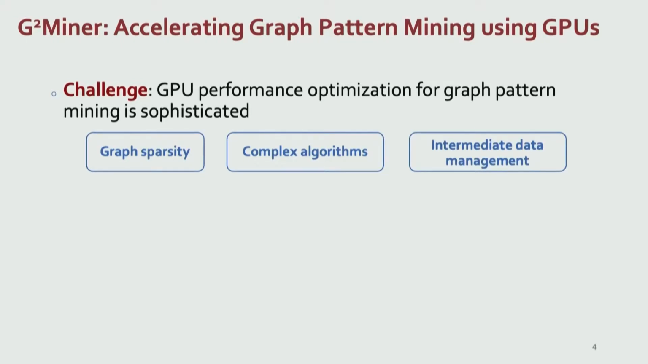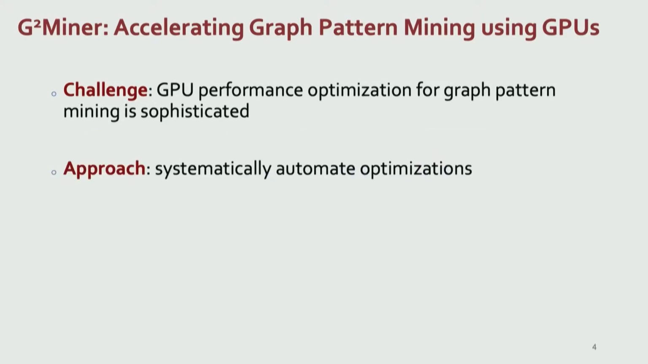For example, graphs are sparse, and the GPUs are not good at processing sparse data, which makes it very difficult to program and optimize on the GPUs. In addition, the graph pattern mining algorithm itself can be very complicated, and it generates intermediate data that needs careful memory management, which imposes another level of complexity to the problem. So how do we address this issue?